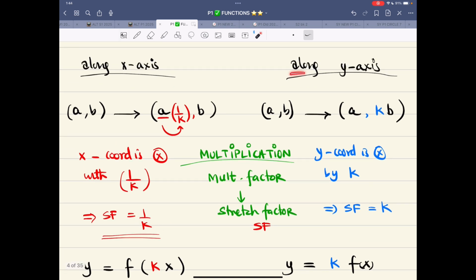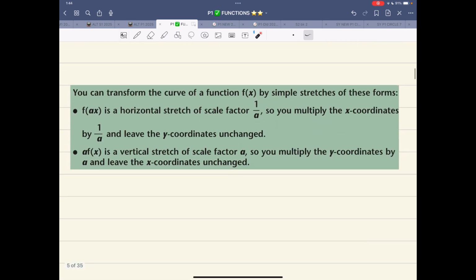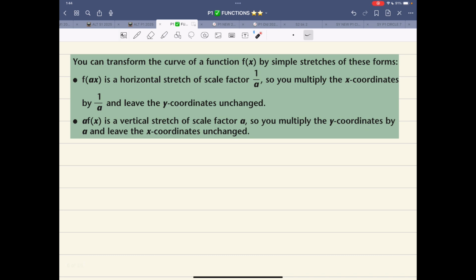When the stretch is along y-axis, a point (a, b) will become (a, kb). Y coordinate is multiplied by k, and the stretch factor is k, and this k is written on the outside. This k is the coefficient of x. Let me re-emphasize the same thing using this.